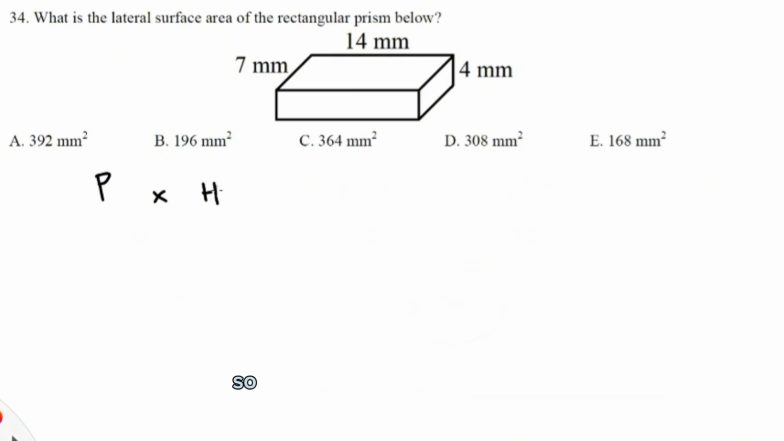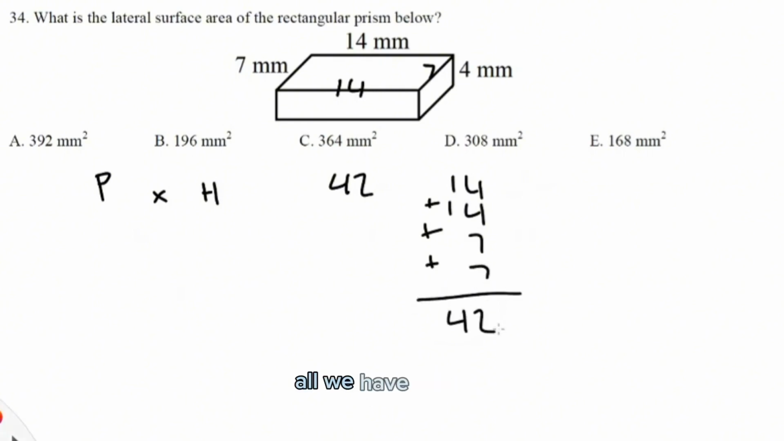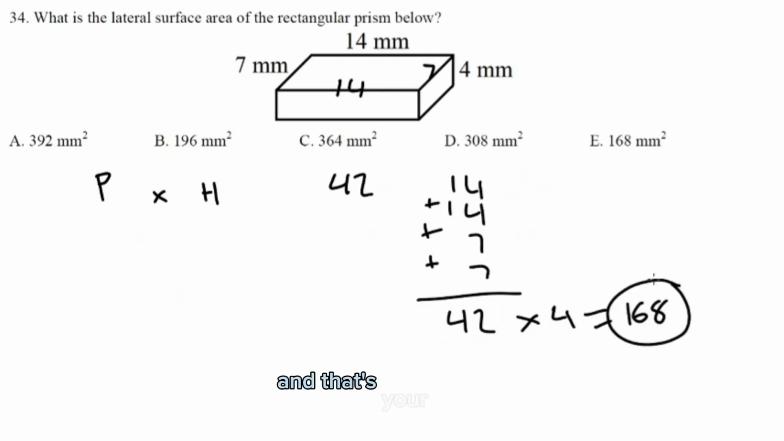So let's solve it. First, let's take this top base, 7, 14, and this side is also 7, and this side is also 14. That means the perimeter is going to be 42, because 14 plus 14 plus 7 plus 7 equals 42. Now all we have to do is multiply 42 times the height, which is 4. 42 times 4 is 168, and that's your answer.